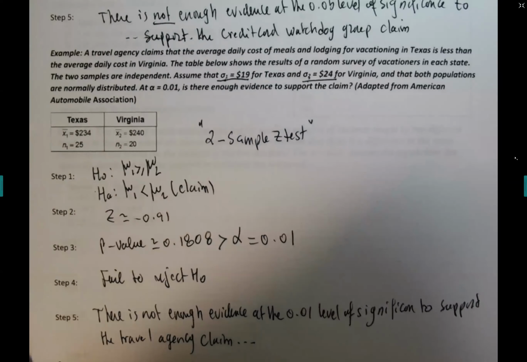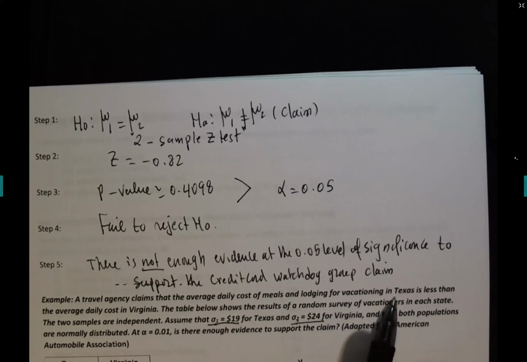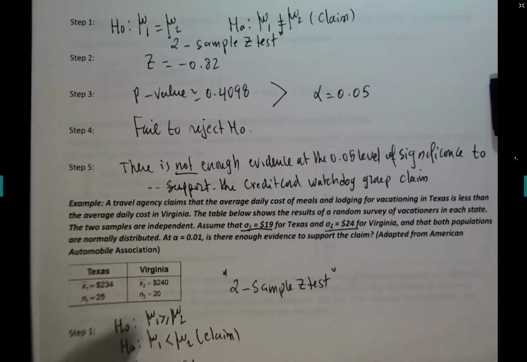That the average daily cost of meals and lodging for vacationing in Texas is less than that of Virginia. So we could not support their claim. That means probably it's not true what they're saying. They're saying it costs less just to go to Texas. Well, we could not approve of that. So probably it might cost more or the same.